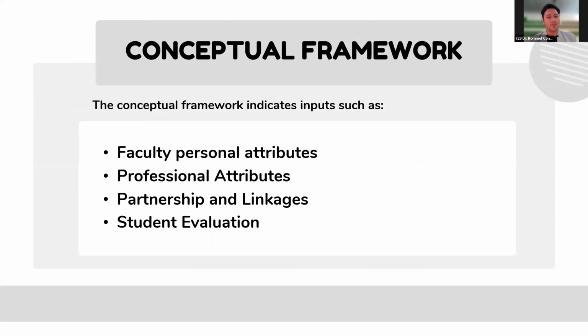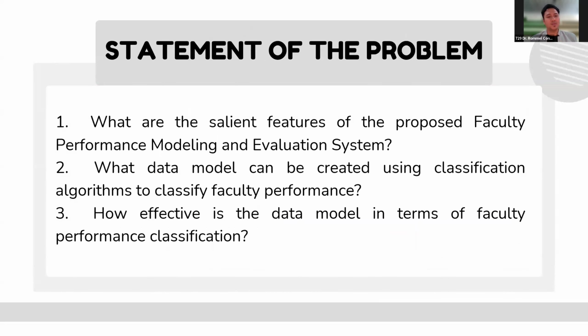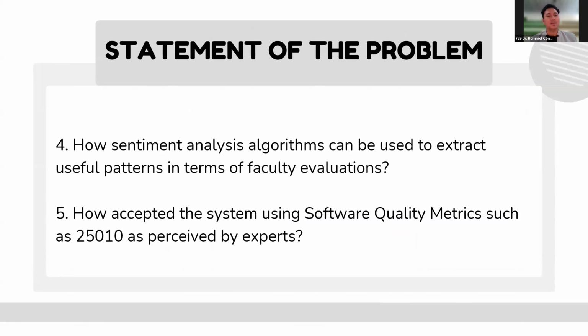For the conceptual framework, it includes faculty performance, professional attributes, partnership and linkages, and student evaluation. For the statement of the problem, we identify the salient features of the proposed faculty performance modeling, what data model can be used, how effective the data is in terms of faculty performance classification, how sentiment analysis can be used to extract useful patterns, and how the system is accepted, using SQM such as ISO 25010, as perceived by the experts.